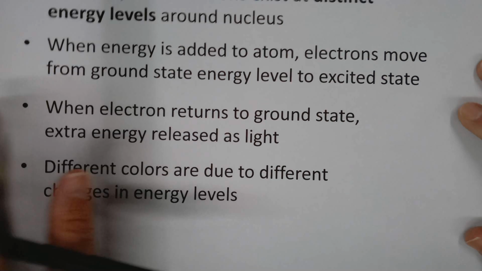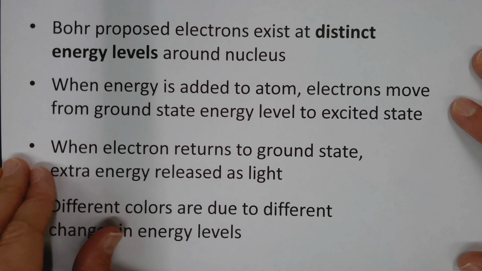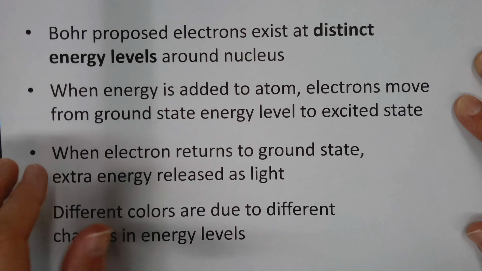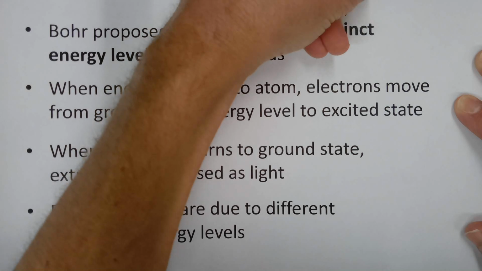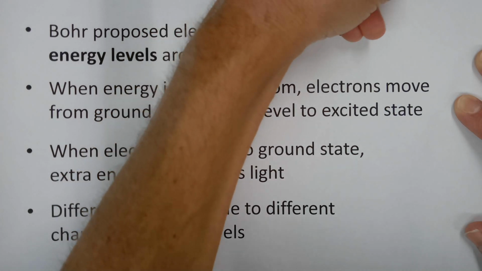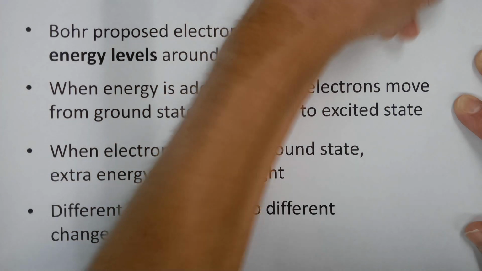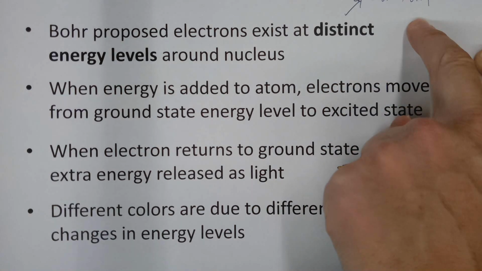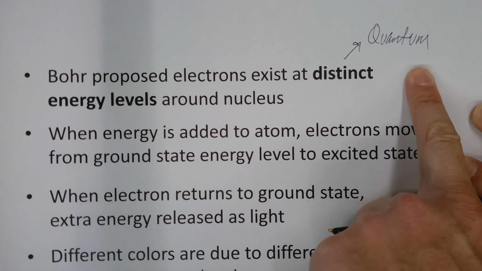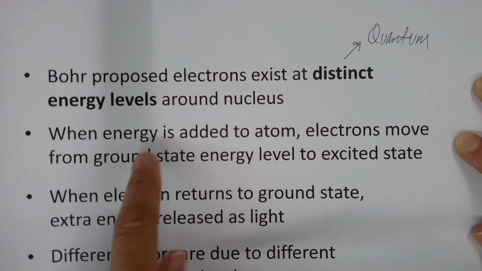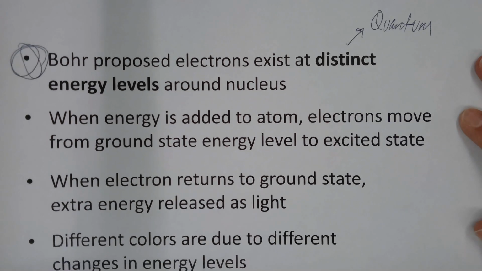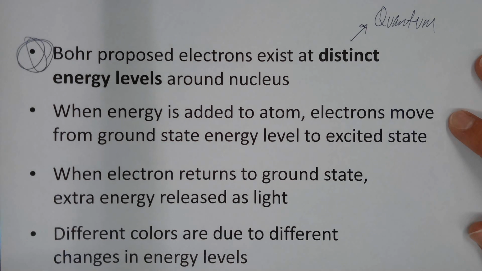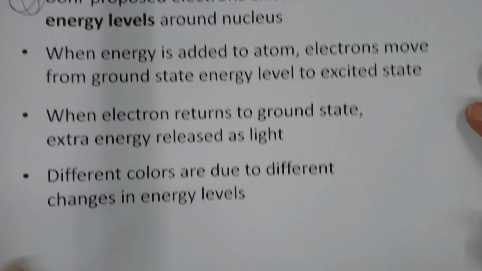But to summarize, Bohr proposed that electrons exist at distinct energy levels, and this is where the quantum term comes in. Distinct energy levels are quanta. Okay? This is really important, and this is going to be kind of the punchline for the rest of what we're going to talk about the next week or so.